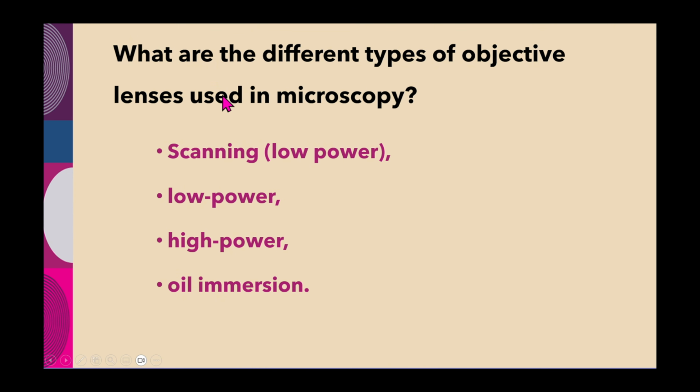What are the different types of objective lenses used in microscopy? We can have a scanning, low power, that is 4x. Low power can be 10x, and then 20x, and then 100x, or oil immersion. 100x is also known as the oil immersion lens. So basically these are the 4 different types of lenses.